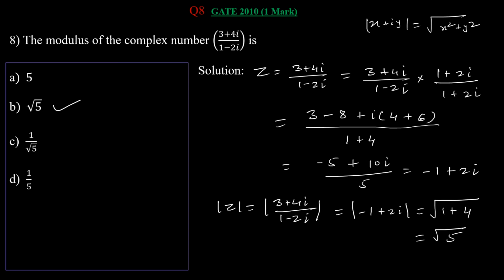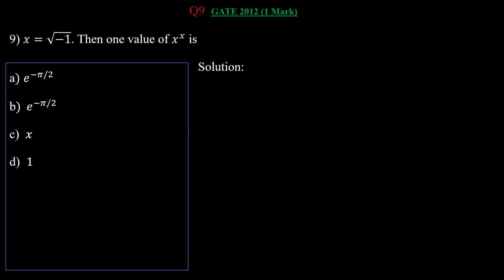Now the next easy question that we have: x is equal to square root of minus 1, then one value of x to the power x is. This question we have seen earlier also, but the options are different. That's why we have talked about the two different ways to get the solution. So again, if you remember, i is equal to square root of minus 1, so we can solve in the form of i.